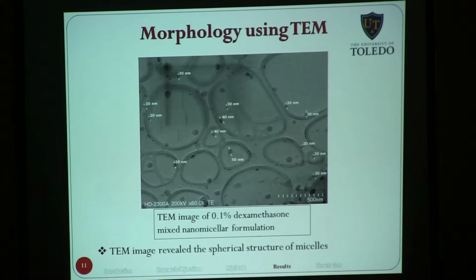Next is morphology. Again, we have used transmission electron microscopy in order to look at the morphology of micelles. And if you see here, the micelles are spherical in shape, and the size is again around 20 to 40 nanometers, which is in agreement with the previous DLS study.